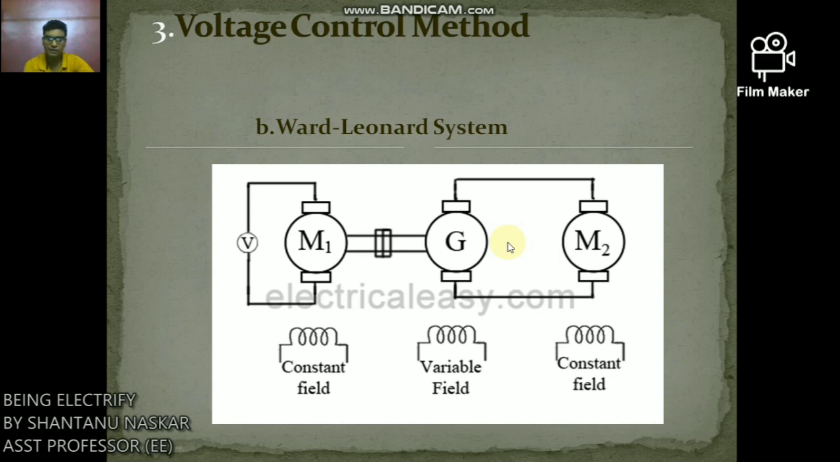The motor whose speed is to be controlled. The output voltage of generator G can be varied from 0 to its maximum value by means of its field regulator, and hence the armature voltage of motor M2 is varied very smoothly. Hence very smooth speed control of the DC motor can be obtained by this method. So this is very important for speed control.